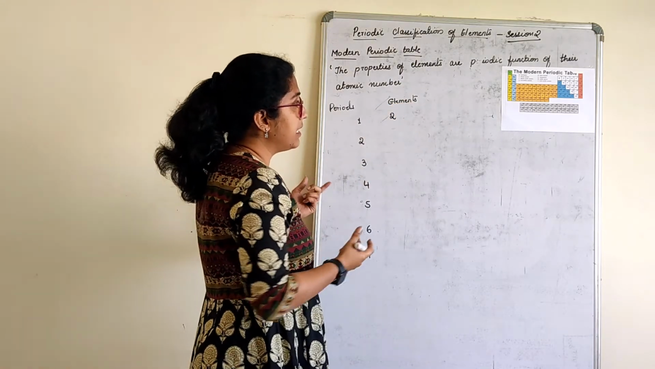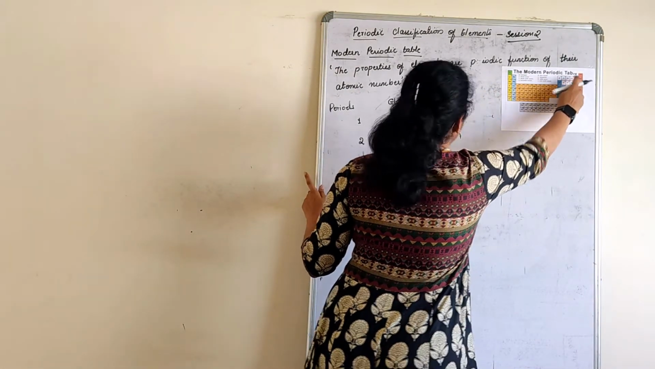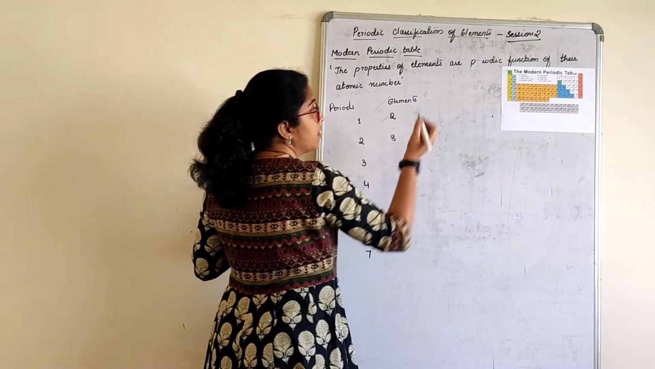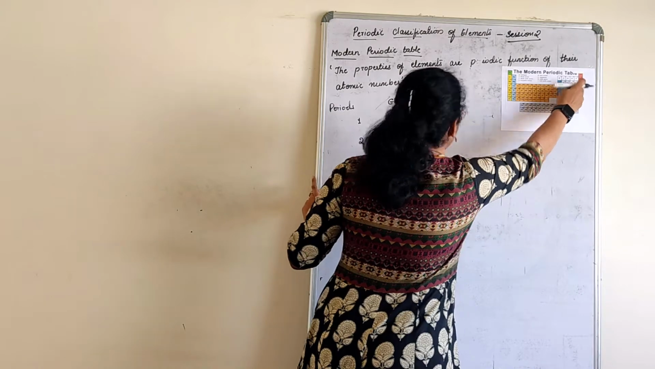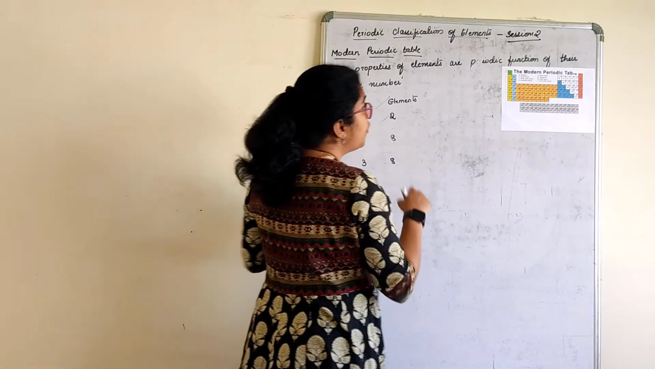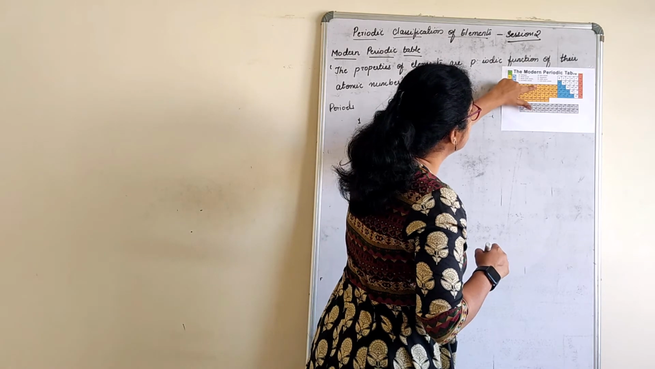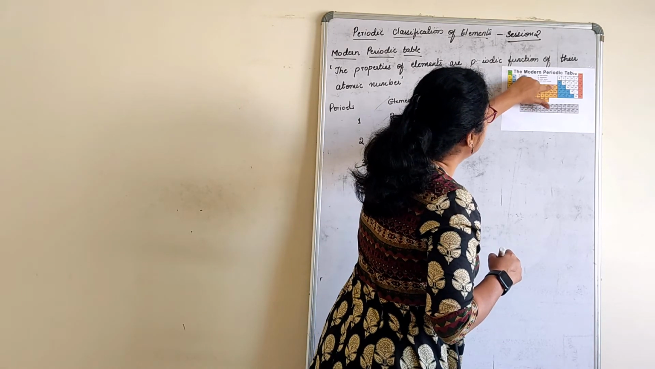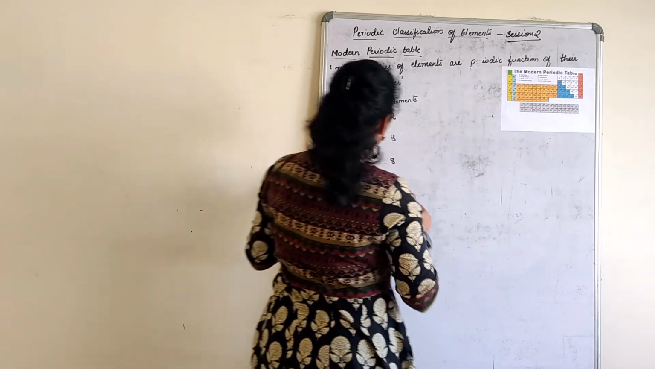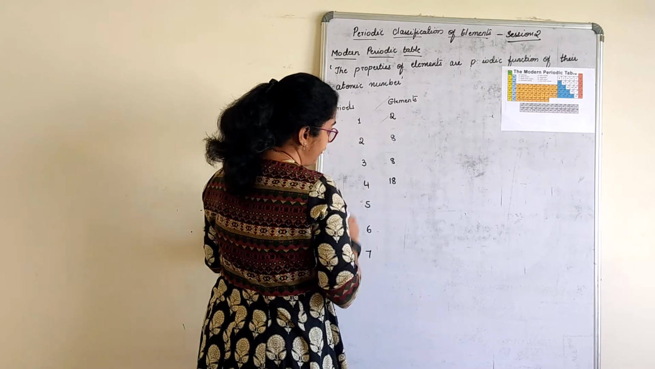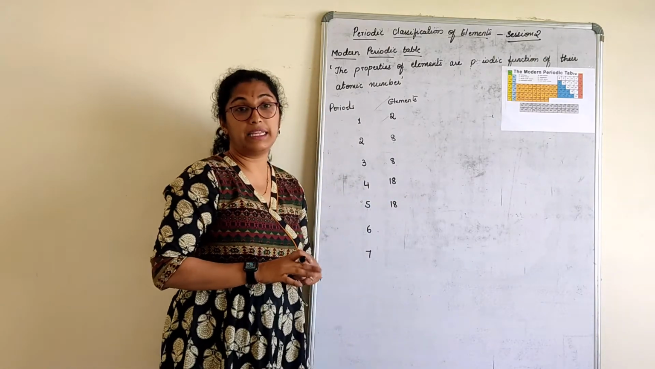Second period, how many are there? Count if you want: 1, 2, 3, 4, 5, 6, 7, 8. Third period, how many are there? 1, 2, 3, 4, 5, 6, 7, 8. Fourth period, how many are there? 1 to 18. Fifth period, how many are there? Same, 18. Sixth period, how many are there?